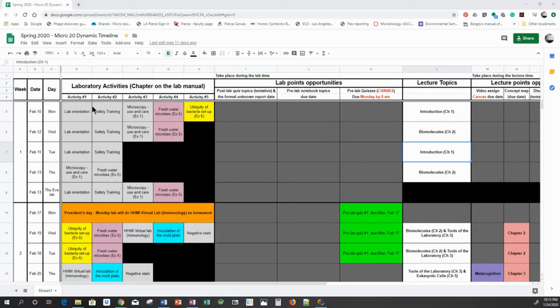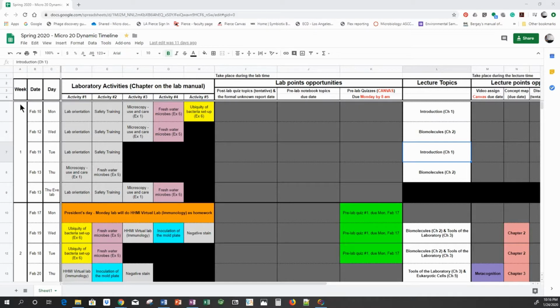On your screen, you should see a Google spreadsheet, if you will. In the previous video, we talked about two different point sources, one coming from lectures and the other coming from lab. First things first, there are several components that you see on this dynamic timeline.